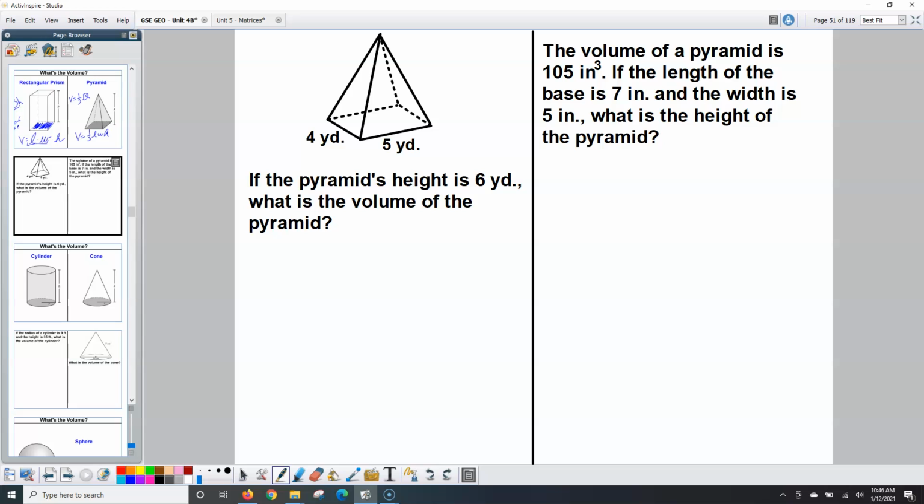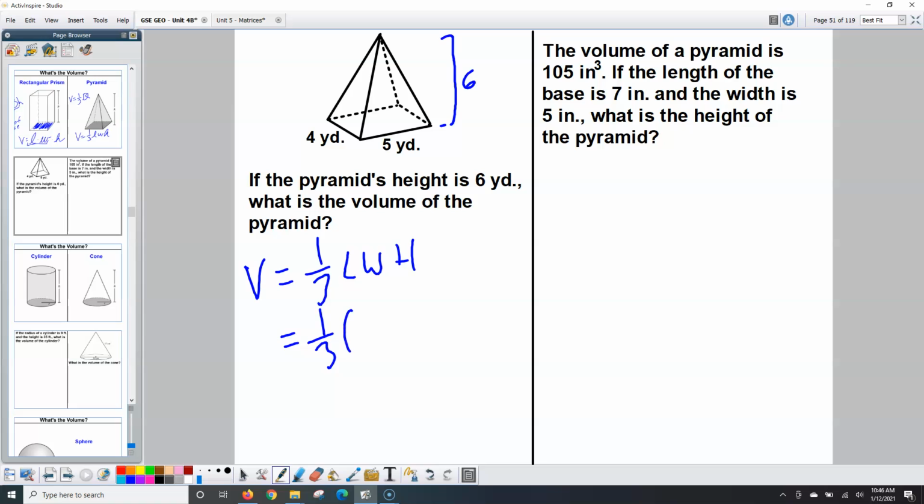If the pyramid's height is 6 yards, what is the volume of the pyramid? I got the length, I got the width, I got the height. Let's say volume equals 1/3 length, width, height. I'm just going to plug in those numbers: times 4 times 5 times 6. That is 40? 40 cubic yards. You know, it's three-dimensional, so you're going to have a little 3 up there.